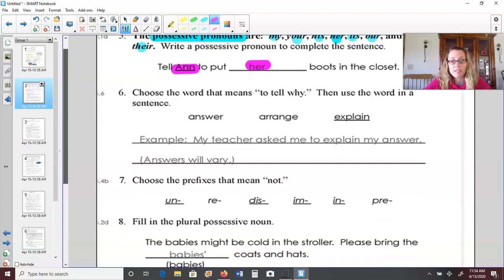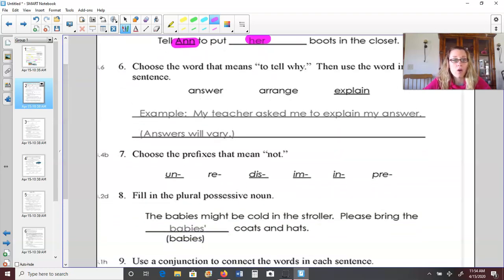Okay, number 6, choose the word that means to tell why. To tell why would be to explain. Answer is when you're giving a reply to a question. Arrange is when you are putting things in order. And explain is when you tell why something is the way it is, or you're telling why. So you had to use that word in a sentence. They said, my teacher asked me to explain my answer. That could be an example sentence.